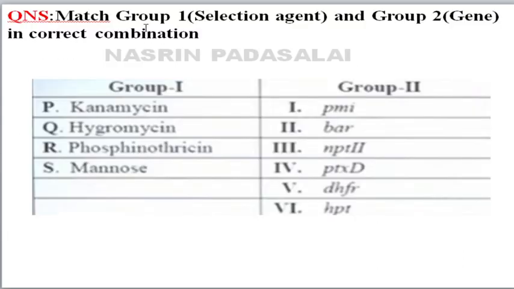Next question, match group 1, which consists of the selection agent, with group 2, which consists of the gene combination. There is a tabulated column in the biotechnology book by U. Satyanarayana.